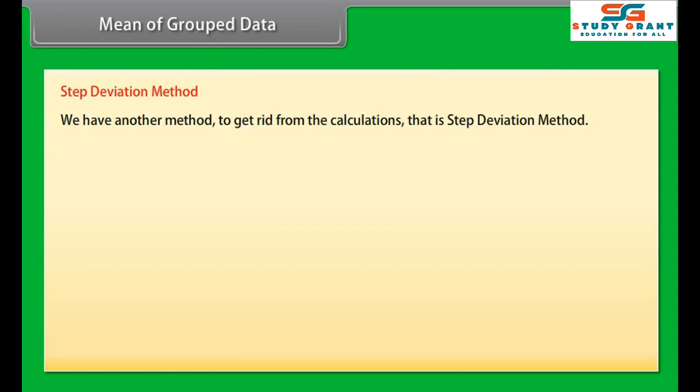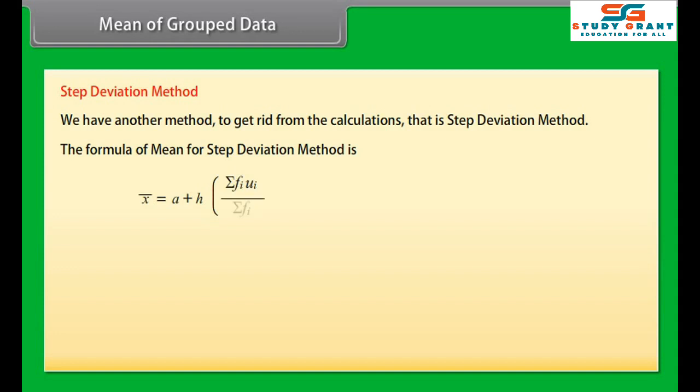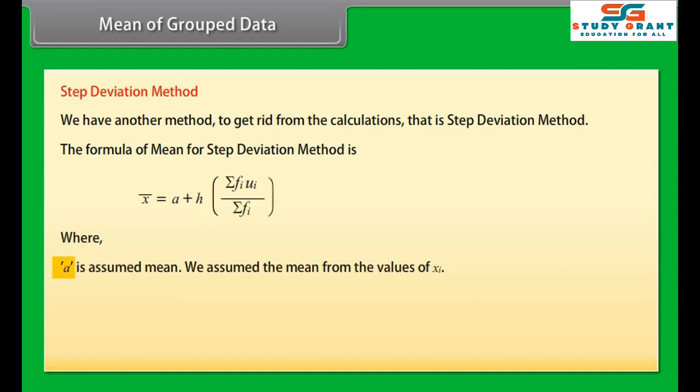Step deviation method. We have another method to get rid of the calculations, that is step deviation method. The formula of mean for step deviation method is assumed mean plus h multiplied by summation of the product of fi and ui divided by summation of fi, where a is assumed mean. We assume the mean from the values of xi. h is the class size. ui is equal to xi minus a divided by h.